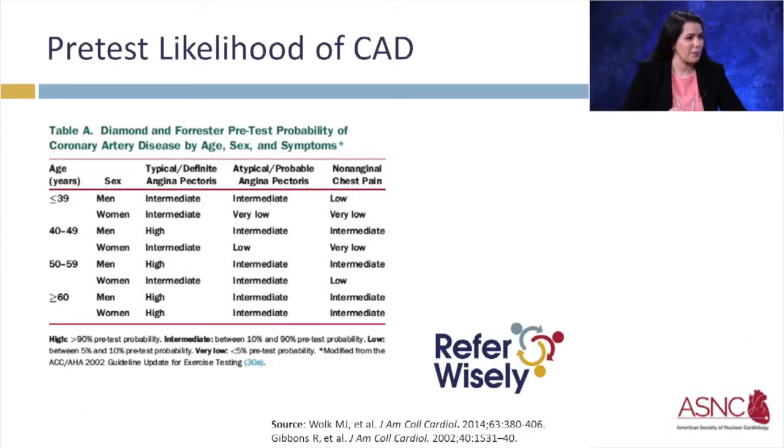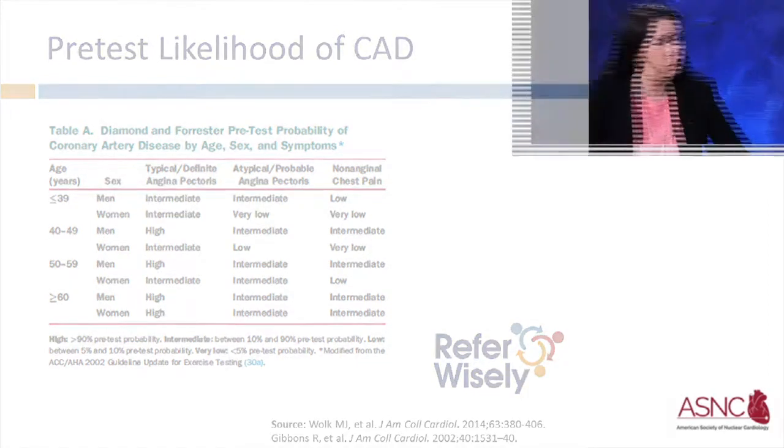So for instance, you use the Diamond and Forrester evaluation when you assess people? Yes. The chart, the table from Diamond and Forrester, is incredibly helpful, whether or not you have it memorized or just at your fingertips. Being able to think about the patient based on gender, age, and the type of symptoms, whether typical, atypical, or non-cardiac, non-angina type symptoms, is really helpful in determining that pretest likelihood and then moving forward with choosing the right test. I find it very helpful.